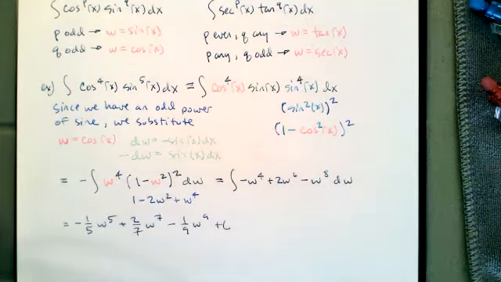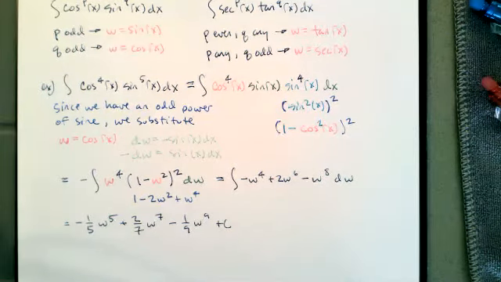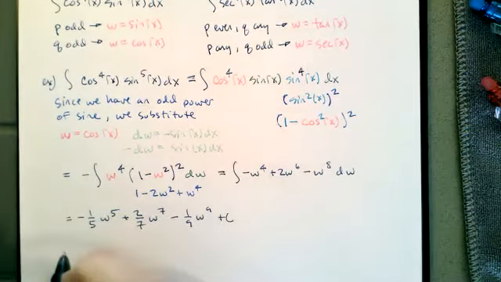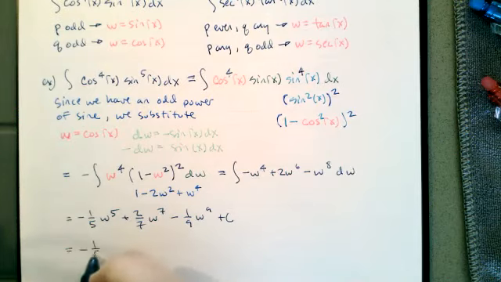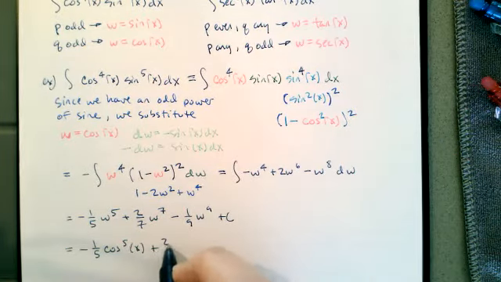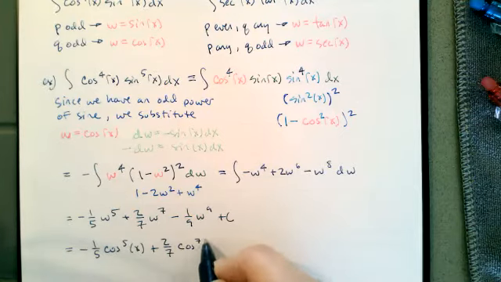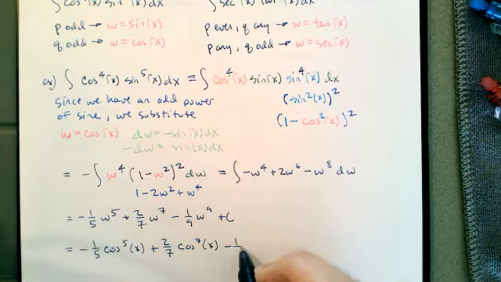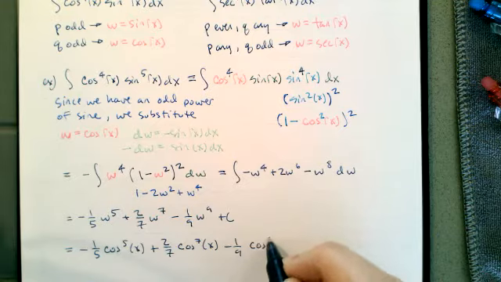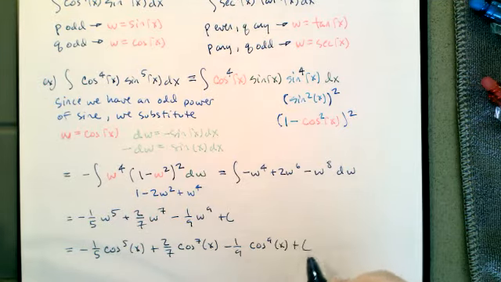And then the final thing that we have to do is replace our w's with cosine x. So finally, we have minus 1/5 cosine to the fifth x plus 2/7 cosine to the seventh x minus 1/9 cosine to the ninth x plus c.